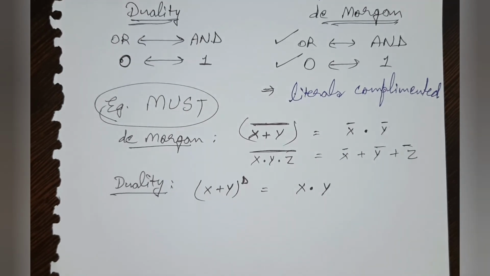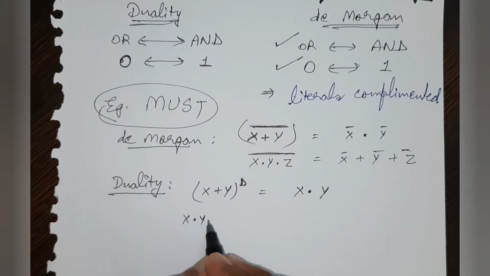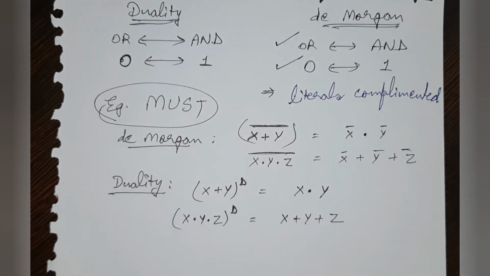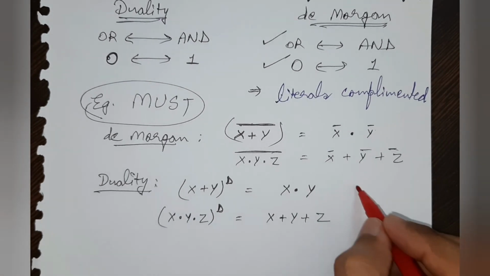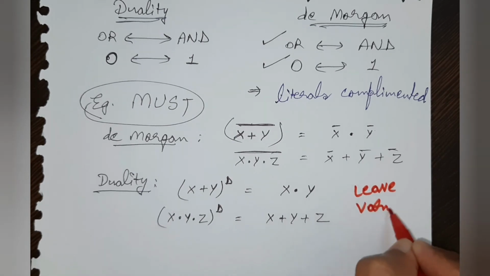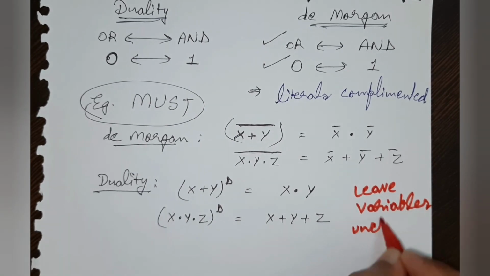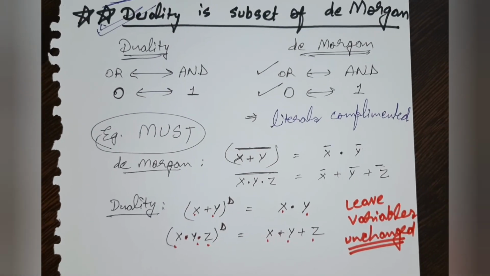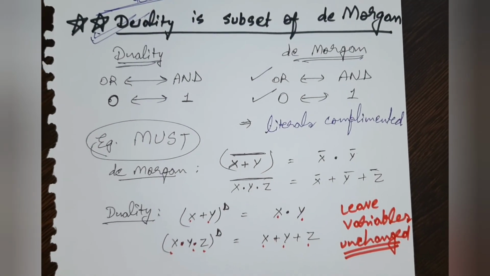So the dual of x plus y is given as x dot y because we don't have to complement literal in duality property. Similarly, x dot y dot z dual is x plus y plus z. So here what you have to do is leave the variables unchanged. That is the only thing different from the De Morgan's theorem. I think by now you have completely understood duality and De Morgan's theorem.